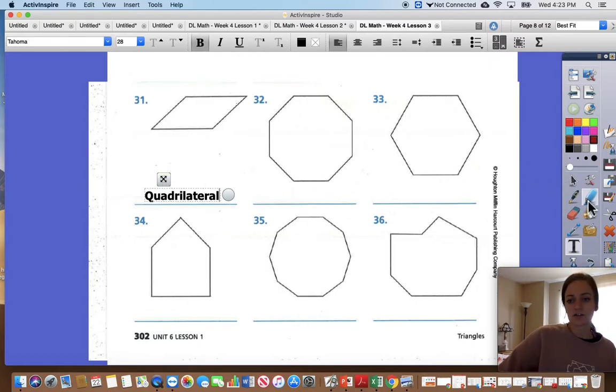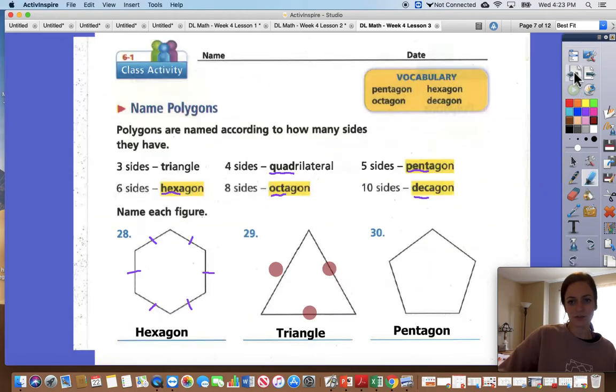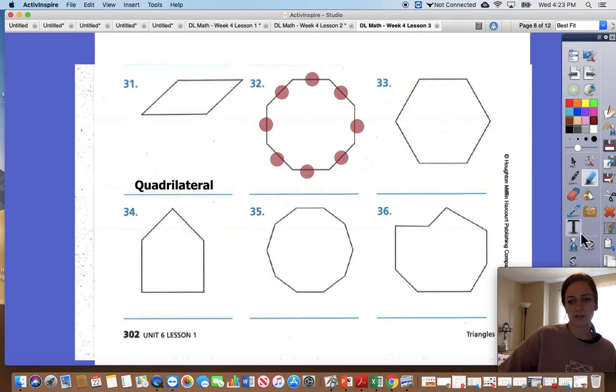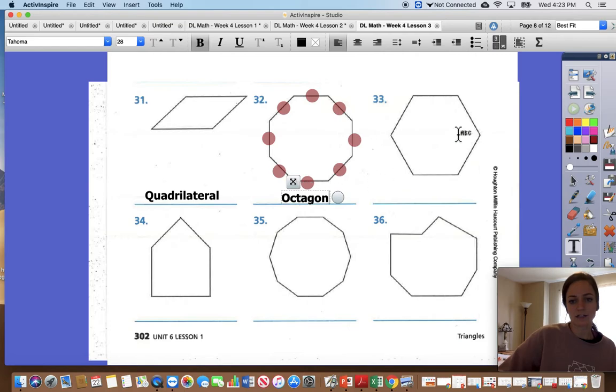I'm going to start right here. 1, 2, 3, 4, 5, 6, 7, 8. It has 8 sides. So let's go back and look which one is the 8 sides. Octagon, right? And the 8-sided one is like the stop signs you see all the time. Those are 8 sides. Octagon.